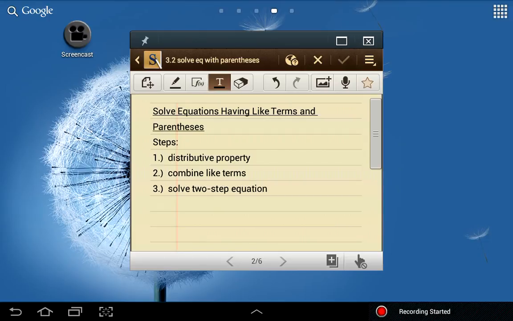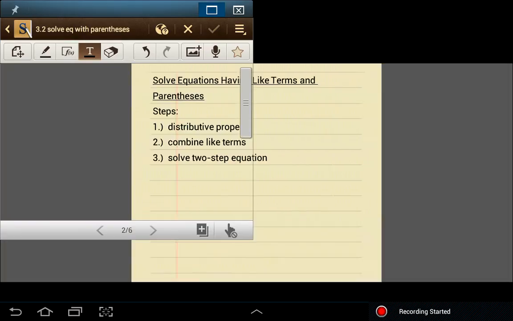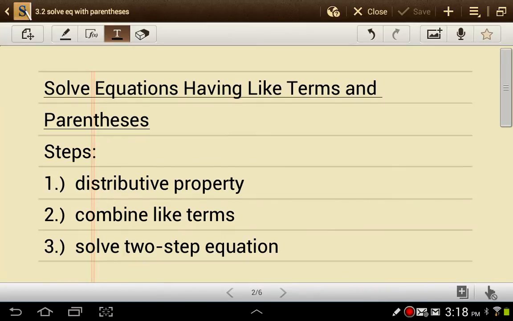Okay guys, here we go. Today our lesson is to solve equations having like terms and parentheses.